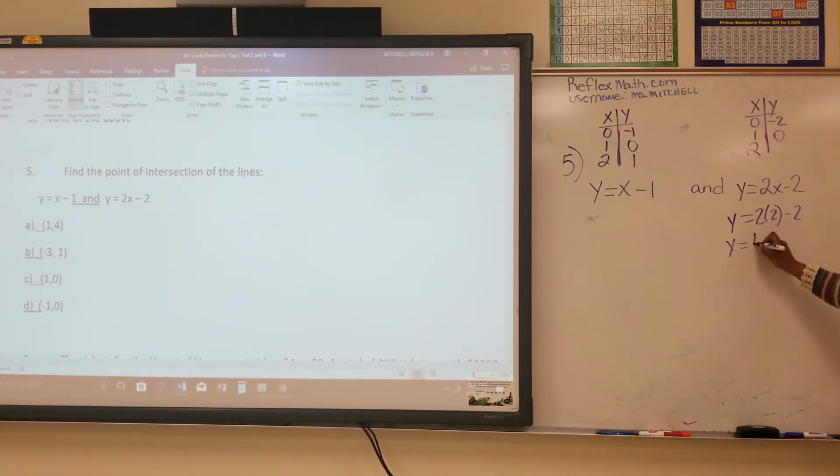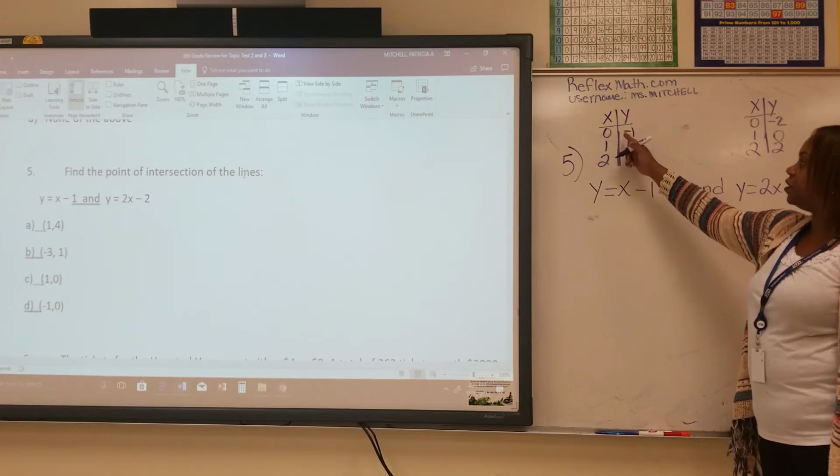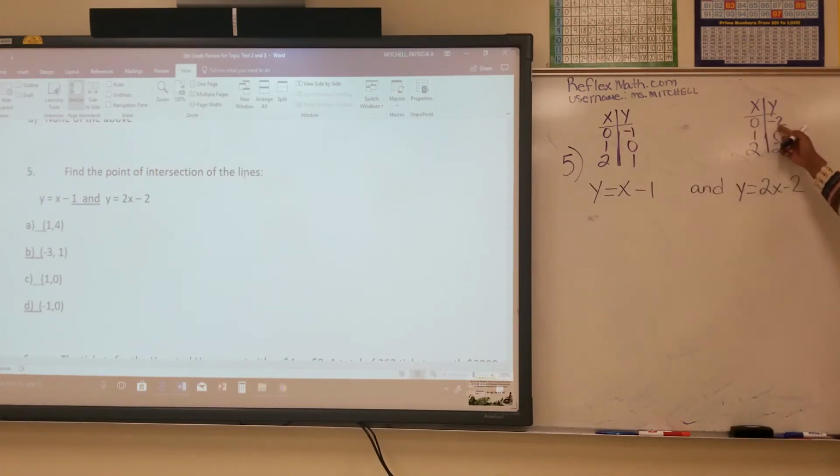2 times 2 is 4. 4 minus 2 is 2. Now, when you graph these with your coordinates (0, 1), (0, -1), (1, 0), (2, 1), then you have (0, -2), (1, 0), (2, 2). When you graph these, they're going to cross at some point.